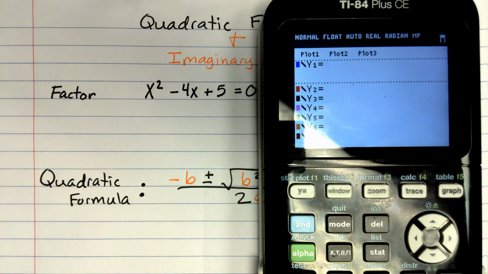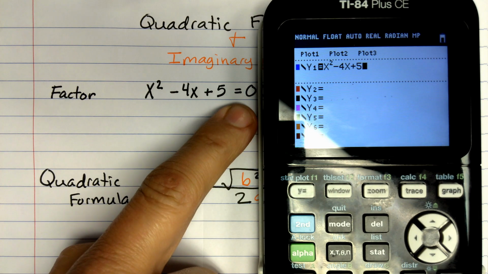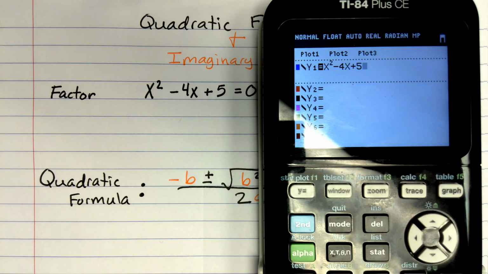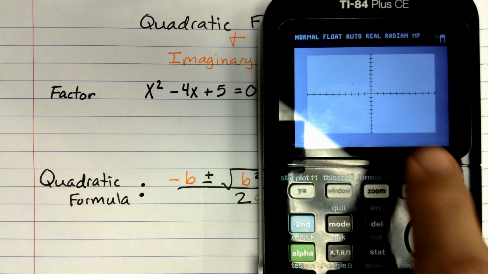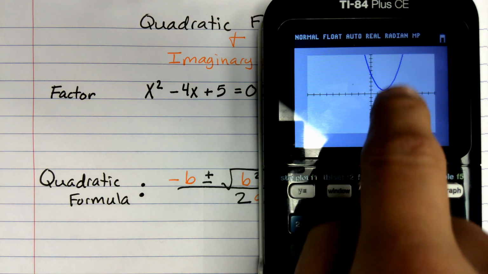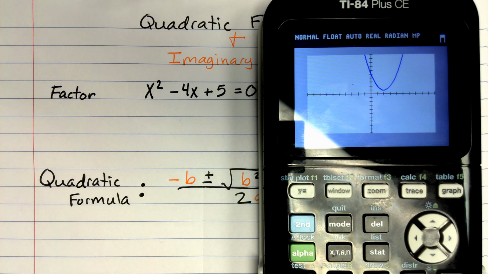And so I'm going to go ahead and put in x squared minus 4x, and then we have +5. So they already have it set equal to 0, which is what we want. So we just put in what's on the left side of the equal sign, our three terms, and I'm going to hit graph. Notice that when this comes down, you're going to see it never crosses the x-axis. Therefore, there are no real solutions. However, there are complex solutions that are going to contain what we call imaginary numbers.